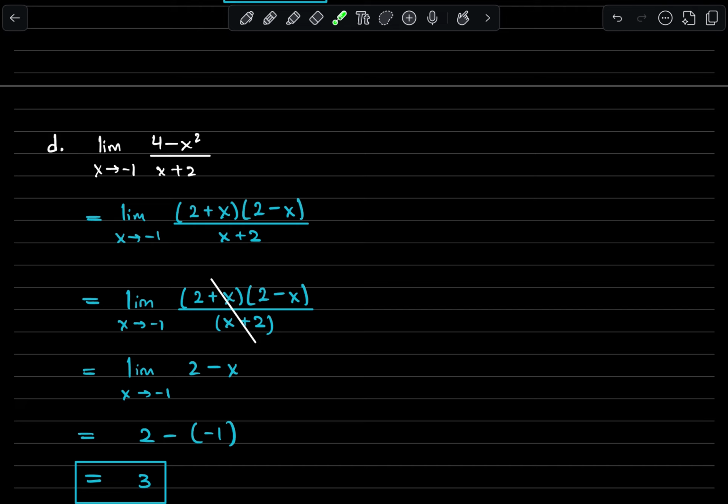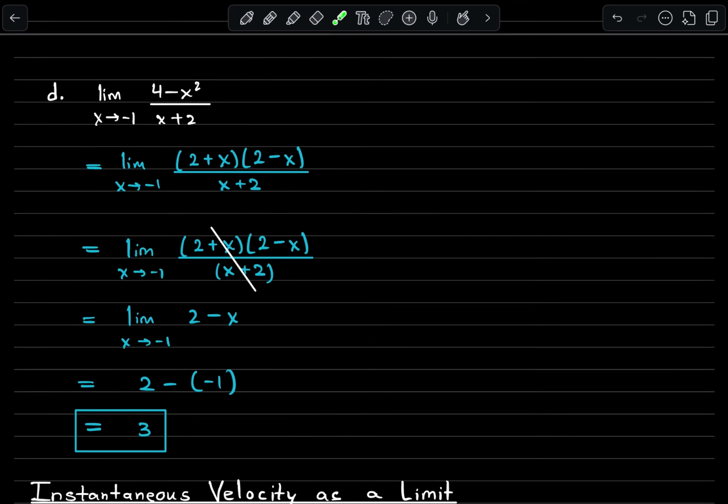Now, something that's interesting here is, could we have just put in -1 from the get-go? And in fact, we could have. This -1 would not have made the denominator undefined. Okay? So you don't actually always have to simplify ahead of time. Your first step should be to take a look and see if you can just do direct substitution right away.